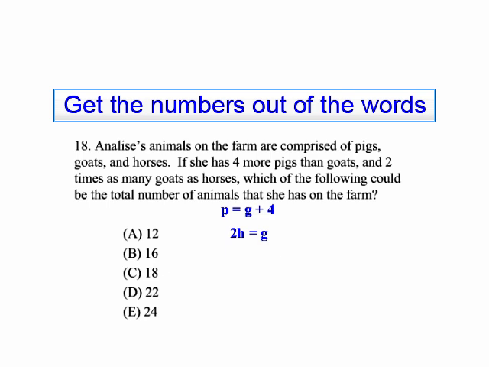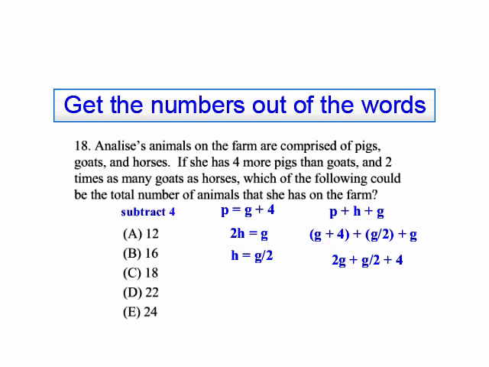If the pigs equals the goats plus 4 and 2 times the horses equals the goats, the horses would equal 1/2 of the goats. Okay, our total is going to be pigs plus horses plus goats. Now let's substitute the values in. We've got goats plus 4 for the pigs, goats divided by 2 for the horses, plus the goats. When we add that up, we get 2 1/2 goats plus 4.